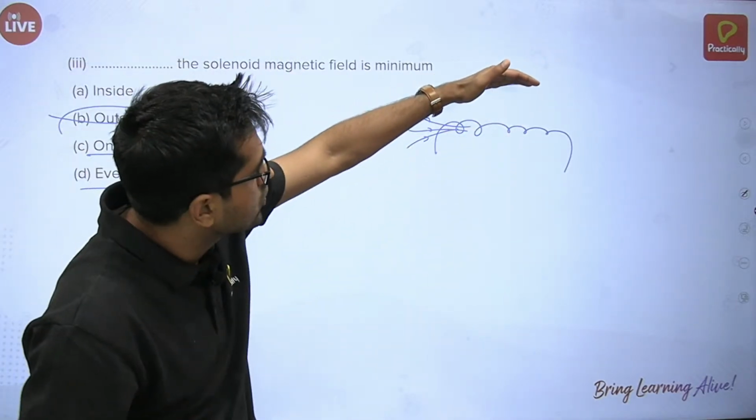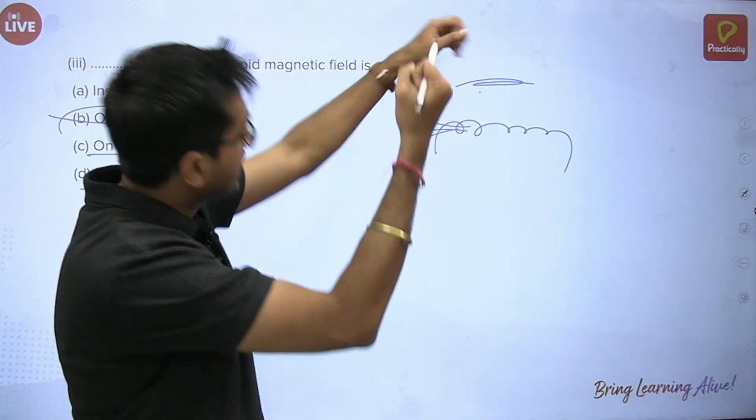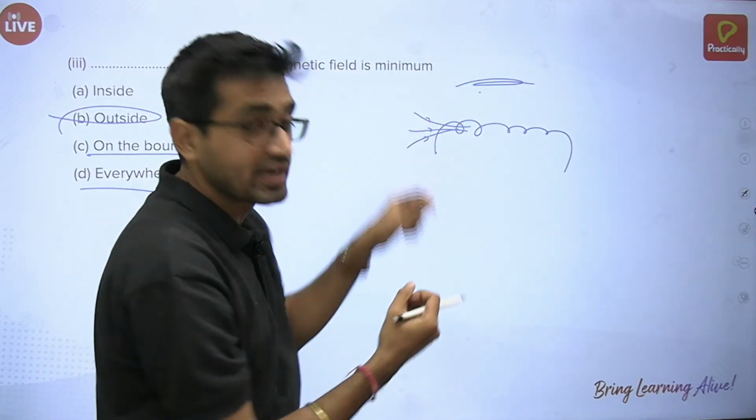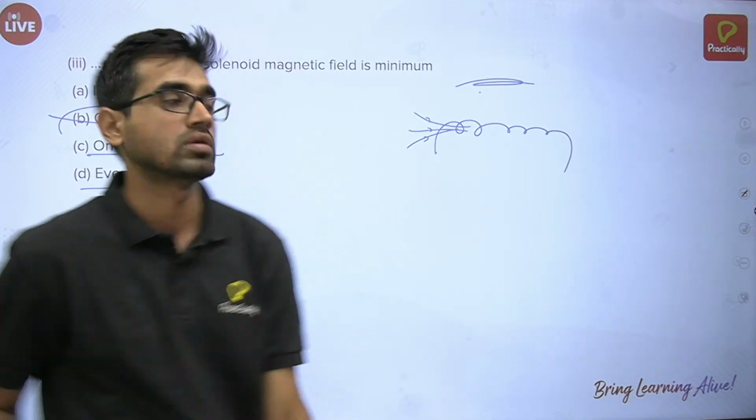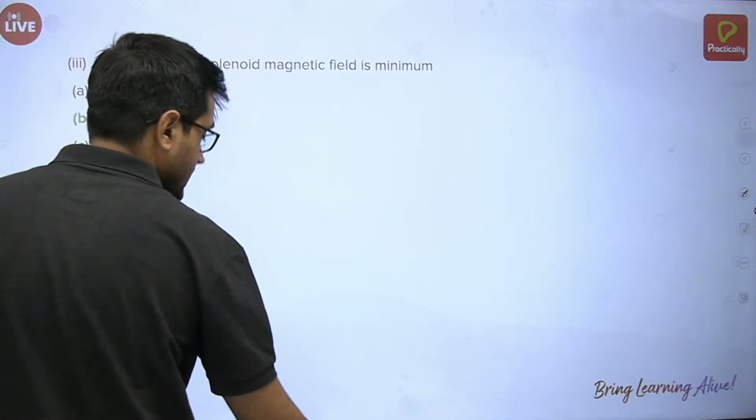The more you come closer to the solenoid, it becomes higher, and the moment you touch the periphery, it is the highest. Inside it is very strong. Okay, so outside, it is weak.